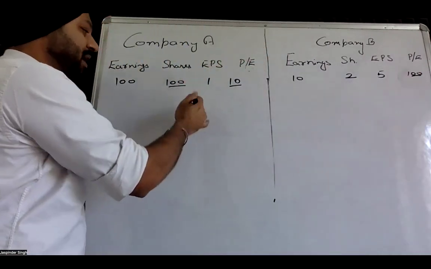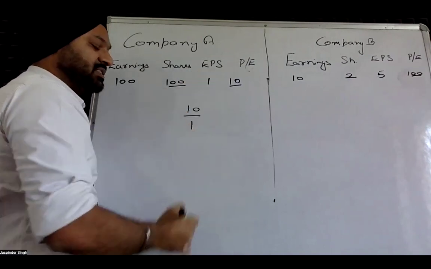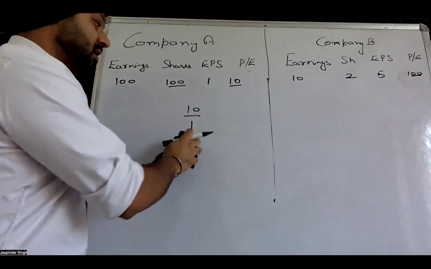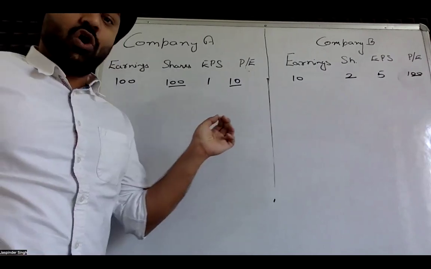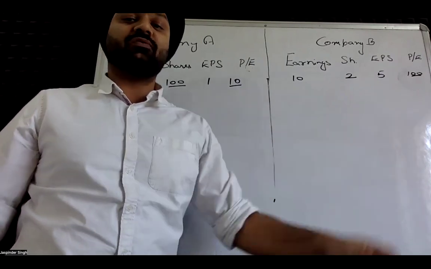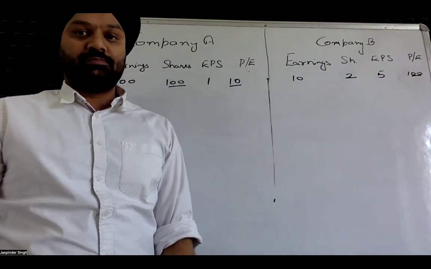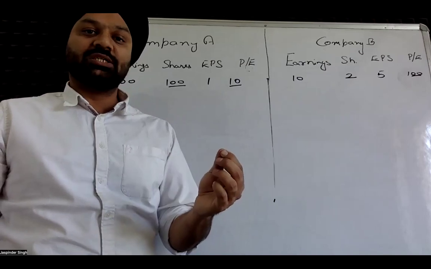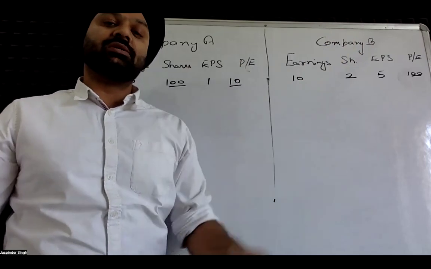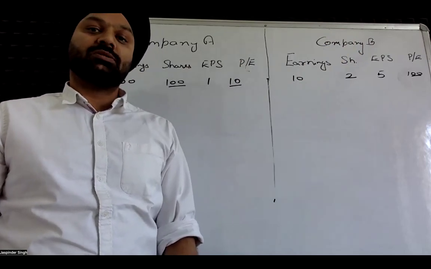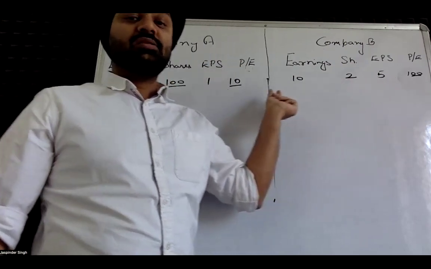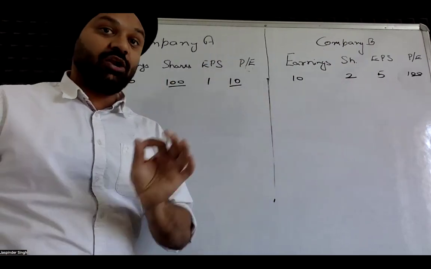If company A's price is 10 and current earnings per share is 1, then I'll be paying for a PE ratio of 10. Here we'll be paying for a PE ratio of 100. It is making $5, but the price of share B is $500. So probably this is not the right decision to take. This is the right decision to take if we are looking at the PE ratio.